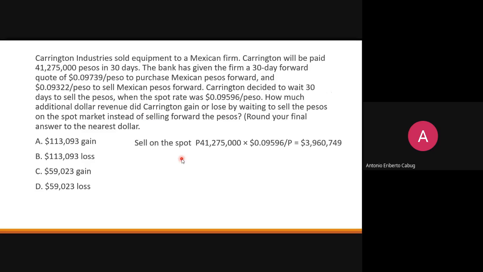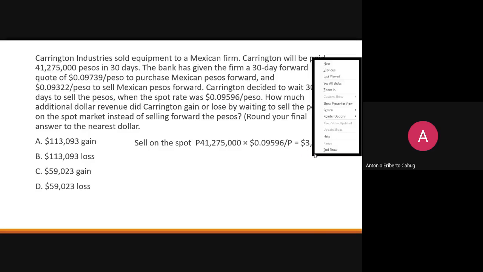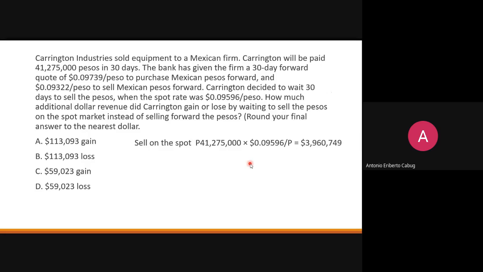Okay. So ginawa ni Carrington, sold on the spot. That's 0.09596 dollar per peso to sell the Mexican pesos. So the dollar equivalent is 3.960749 million. But if only Carrington was able to use a forward contract, mabebenta niya sana ng 0.09739. Ano? Benta, no? To sell 0.09322. By selling forward, mangyayari dyan, mas konti yung makukuha niya.